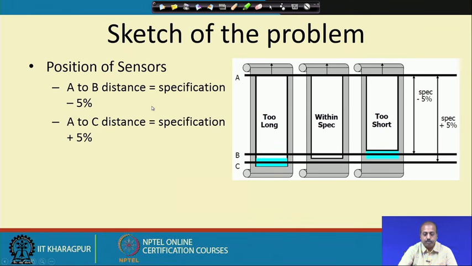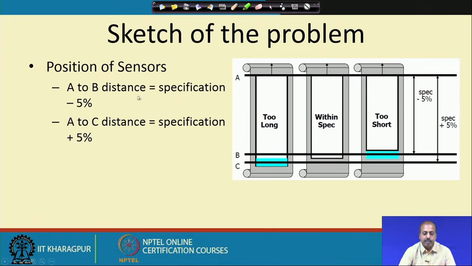So, we will have this thing. So, this is the specification. So, this is within specification. Okay. If the rods are within specification, then it will pass. If the rods are shorter, okay, so that is too short, so they will be taken out by this line, and similarly, if the rods are larger like here, so it is too long, so then also it will be taken out.